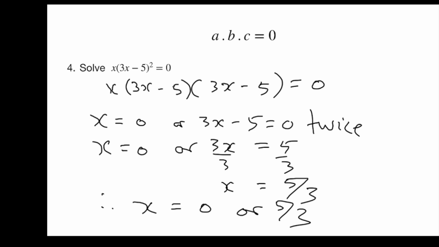That 5 over 3 is repeated. You could say 5 over 3 or 5 over 3, but that sounds funny. The best thing is to say 5 over 3, just write twice, because that should repeat.